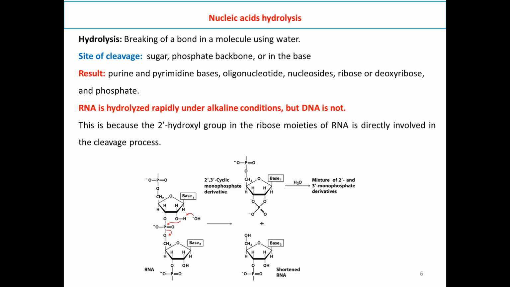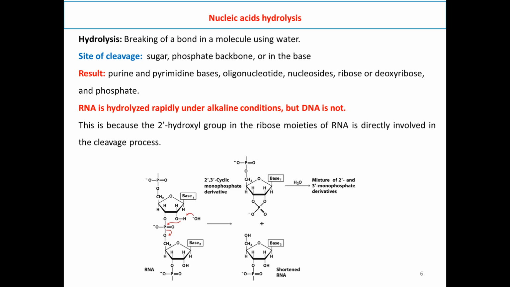If you look at this compound, we have a phosphodiester bond. During alkaline hydrolysis, we have alkaline water, so there will be a lot of hydroxyl ions, and then this is the chemical reaction. You can see that this OH group attacks the hydrogen of the hydroxyl group at carbon number 2 of that ribose sugar. What will happen then? The phosphodiester bond between the two nucleotides will be broken down, and there will be two types of product. Product number 1 is the intermediate 2',3'-cyclic monophosphate derivative, and the other one is short-chain RNA.